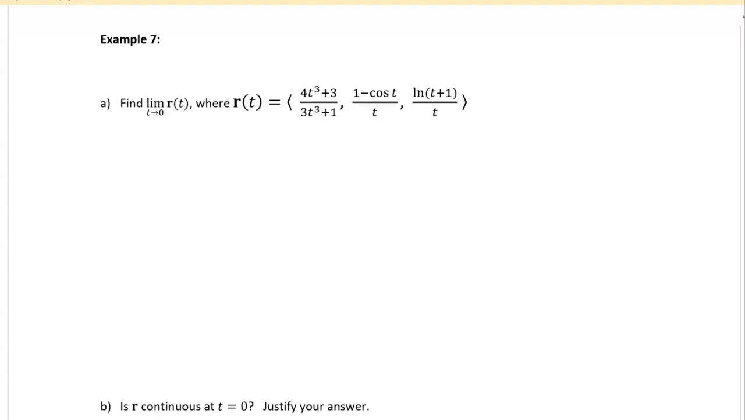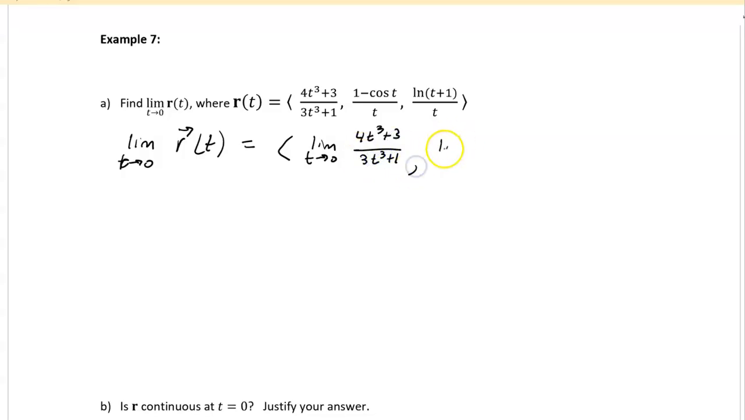All right, so we got one more example here to wrap up 13.1. We're going to find the limit of r of t where r of t is a little bit more of a complex function. So let's write this down. The limit as t goes to 0 of r of t can be thought of as, I'm going to write my components here with limits. The limit as t goes to 0 of 4t cubed plus 3 over 3t cubed plus 1, comma, the limit as t goes to 0 of 1 minus cosine of t over t, comma, the limit as t goes to 0 of ln of t plus 1 over t.